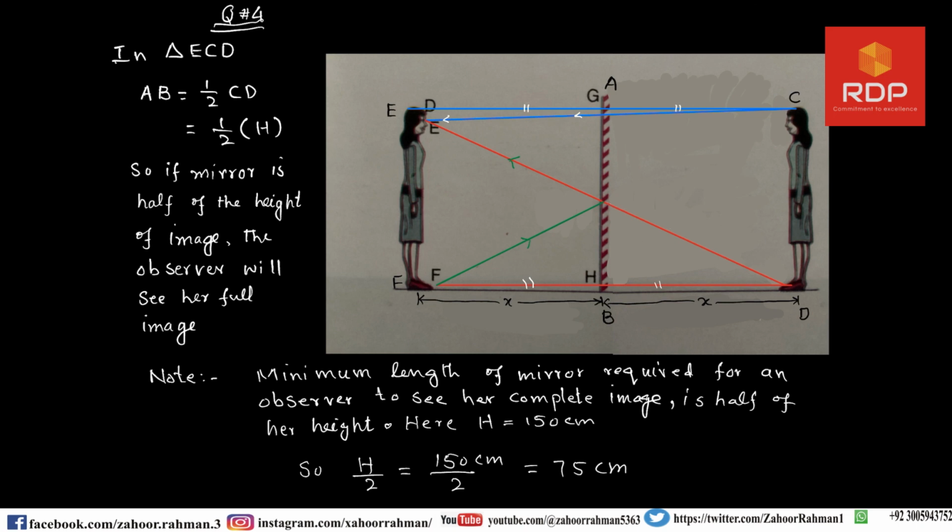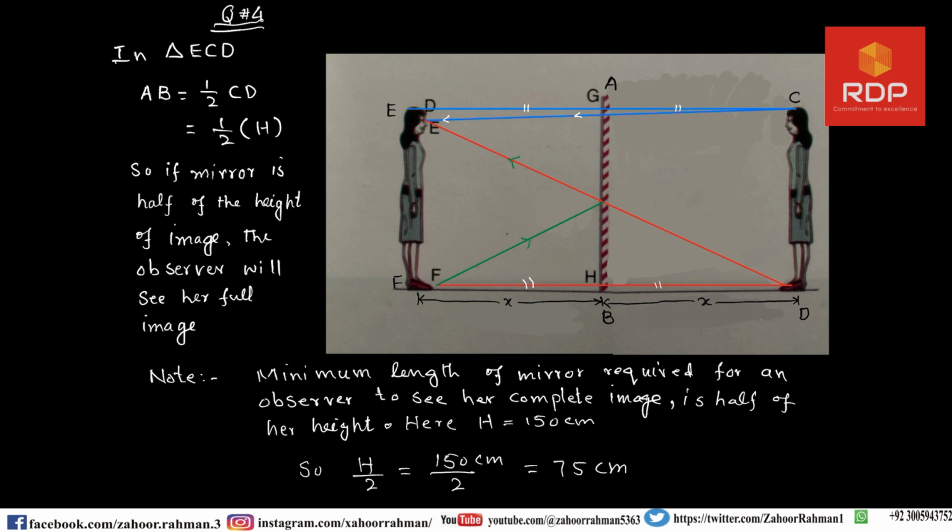So that was the whole story about the second part of question number 2. Now the third part says calculate the minimum length of the mirror if the person is to be able to see a full length image of herself. It means how much mirror is required for a person to see his or her full image.